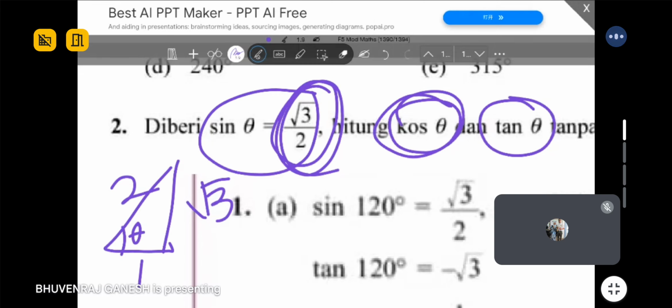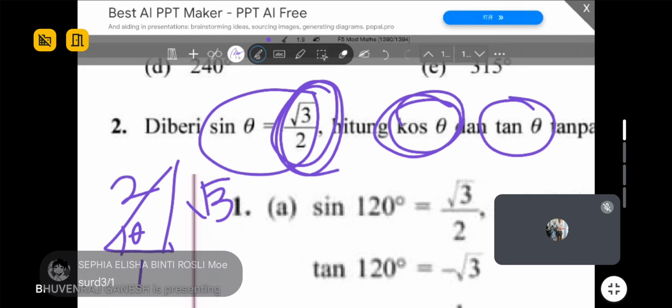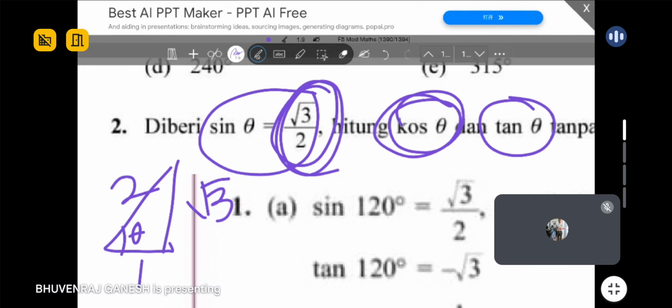How about tangent theta? Anyone? Tangent theta. Apa nilai dia? Yes. Okay, kamu boleh tulis segitiga cukup lah. Okay, the answer is 3. Okay, very good. Okay, so this is how you can get the answer.